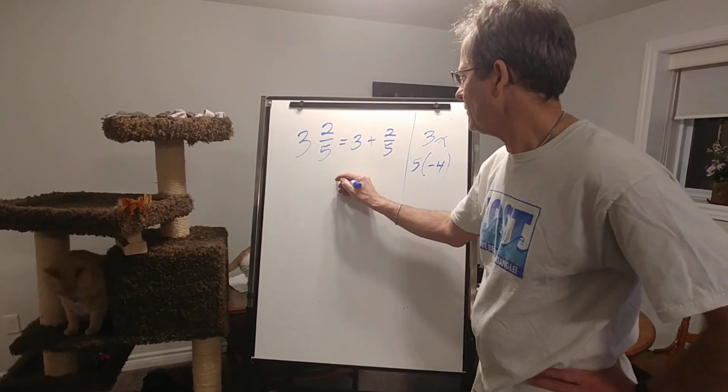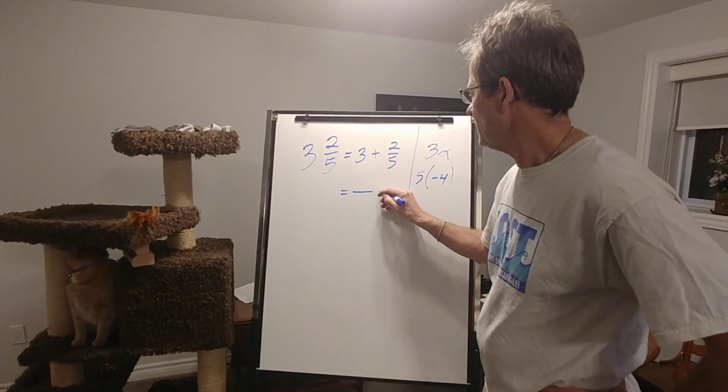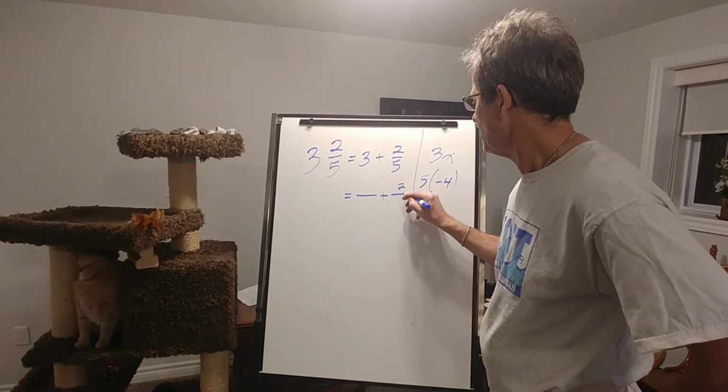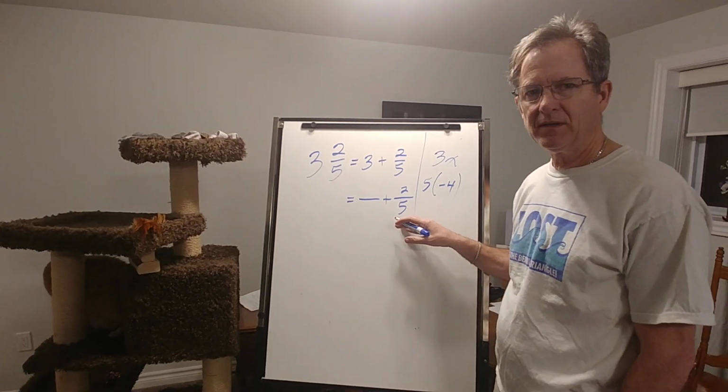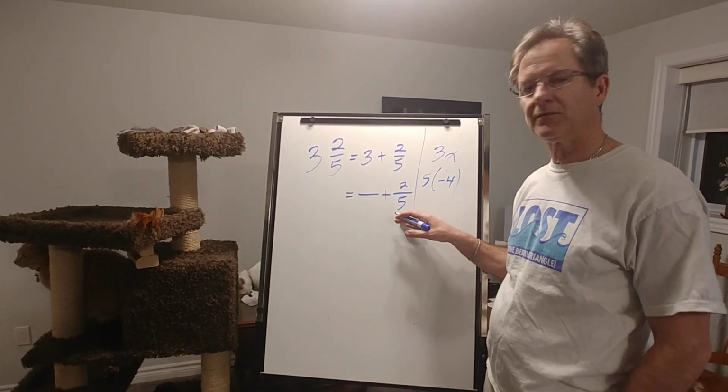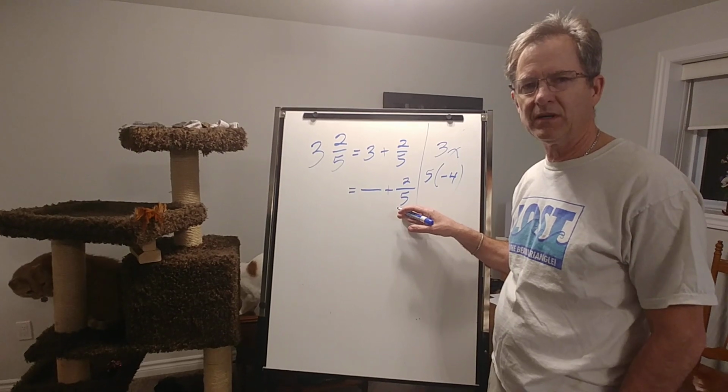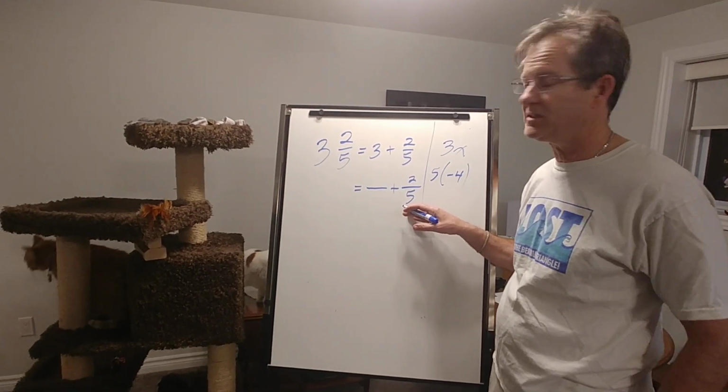So if I want to add those properly, I need to change the 3 to a certain number of fifths, because as you know, you have to have a common denominator. And by the way, you don't need a common denominator for multiplying and dividing. A lot of people get one. It's not necessary. It works, but it's not necessary.